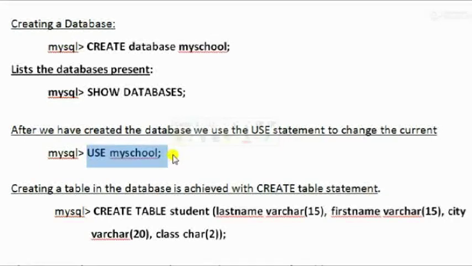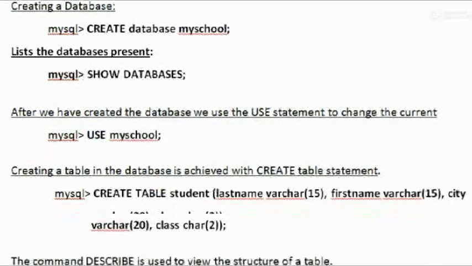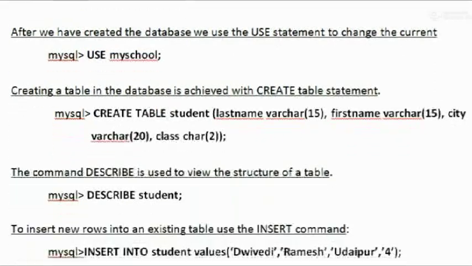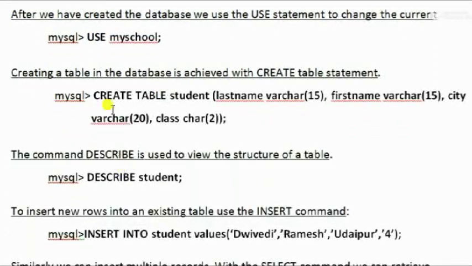So after opening the database, first let us try the creation of a simple table. Later on we will see the creation of tables in detail. Now we are creating a simple table. The name of the table is student. Okay, so all the attributes, all the constraints we are not looking at right now. So create table student. There are a few fields: last name, first name, city and class.